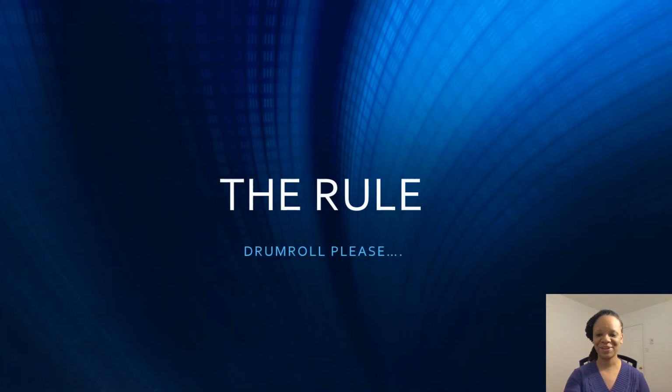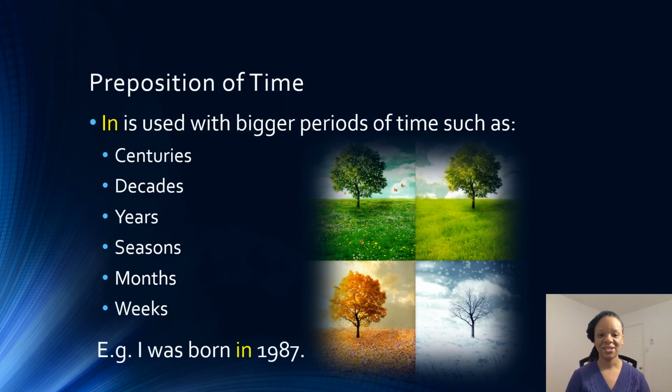So, are you ready for the rule? Drum roll, please. So in is used with bigger periods of time, such as centuries, decades, years, seasons, and months. So if you go back to the preposition triangle, you will see that we say in the 1800s, in the 80s, in 1980, in spring, in July, or in 2 weeks.